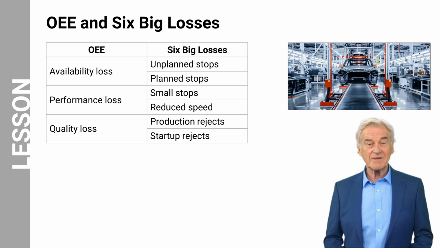Performance loss happens when there are small stops, for example, minor delays, or the equipment operates at a reduced speed compared to its optimal capacity. This reduces the overall output and efficiency of the robotic cell. Quality loss refers to products being rejected either during regular production or at the startup of the process. This can result from defects, poor alignment, or incorrect settings, leading to waste and rework.